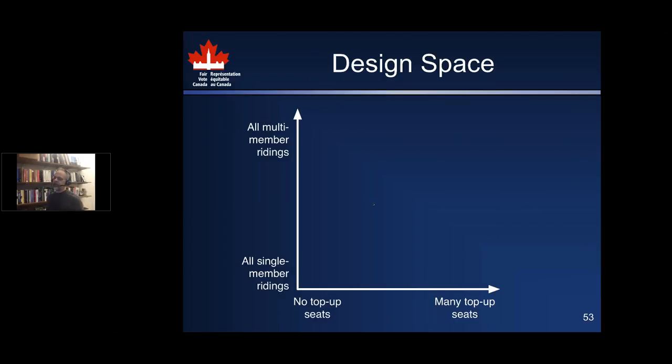When we think about the design space for electoral systems, so far we've talked about multi-member systems, you know, that say, well, instead of having all single-member ridings, let's have all multi-member ridings, that vertical axis. And we talked about mixed member, where we move from no top-up seats to many top-up seats on the bottom axis. And of course, STV is all the way up in one corner of that diagram, and mixed member proportional is all the way on the other corner of that diagram. First past the post and alternative vote are down there, with no top-up seats and all single member ridings. But notice that there's a huge part of this diagram that's empty.